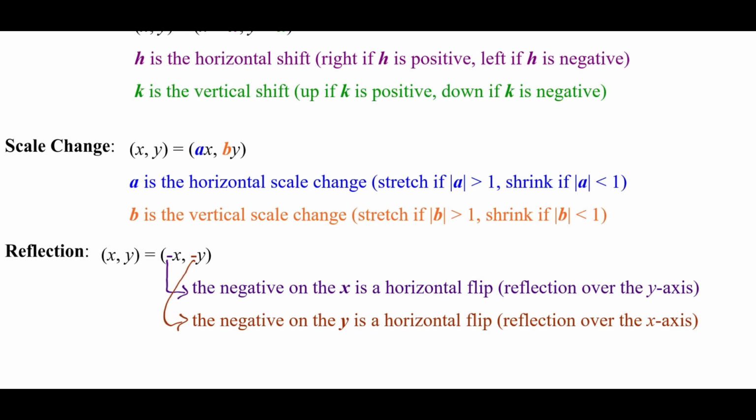When we multiply the x and or y coordinate by a negative, then that's where we get our reflections. So if we have a negative number, then the number represents the scale change and the negative sign represents the reflection. When there's a negative on the x coordinate, that's going to be a horizontal flip or a reflection over the y-axis. If there's a negative on the y coordinate, then that's going to be a vertical flip or a reflection over the x-axis.